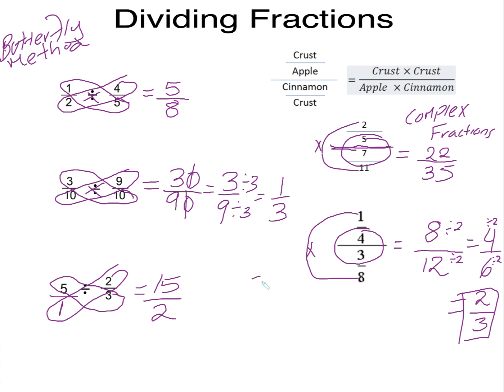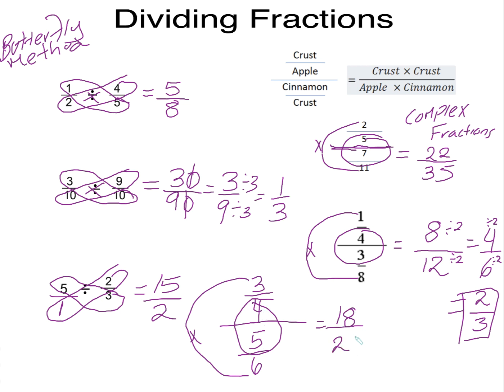So suppose you have 3/4 divided by 5/6. So again, remember your crust. The crust will be the top number and the tippity bottom number. And we'll multiply. 3 times 6 is 18. And then the middle, which is the apple and the cinnamon, that sounds tasty. You're going to multiply that. 4 times 5 is 20. Here's our apple pie, folks.